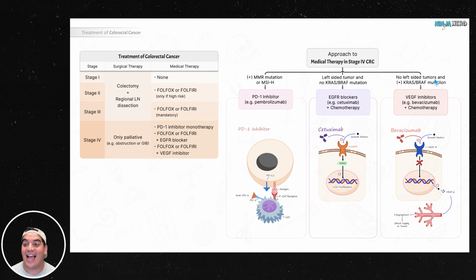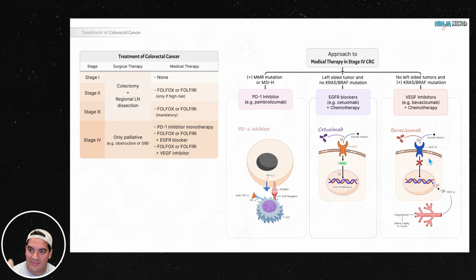Now, if they have no left-sided tumor, so it's probably right-sided, and they do have the KRAS or the BRAF mutation, you're not going to be able to give them this because it's not going to respond well to the therapy, because you have an already hyperactive KRAS. So what I would say is give the VEGF inhibitor because it doesn't influence the KRAS pathway, right? So you're going to give this because it's not even having any effect on the KRAS or the BRAF pathway. That's the beauty of this. And all you're going to do is starve the tumor of blood supply, and that's going to help prevent it from getting bigger and bigger. That's the beauty of this.